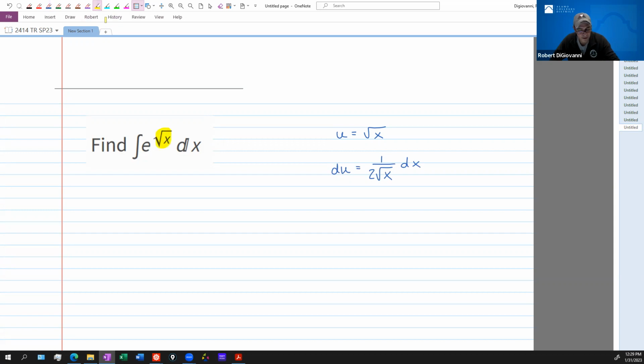I can't use this. That's already u. So do I see that anywhere? No, I don't. Now I do see a dx, right? Great, but am I off by a constant? No, I'm off by an entire function, right? If that was just 1/2, I'd be happy, but I'm off by 1 over 2 root x.